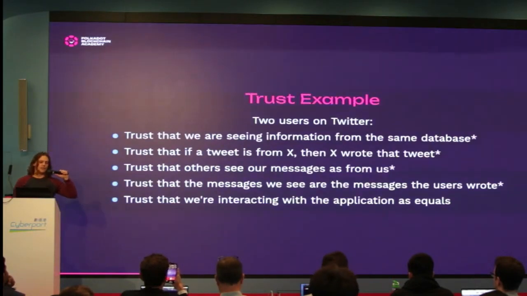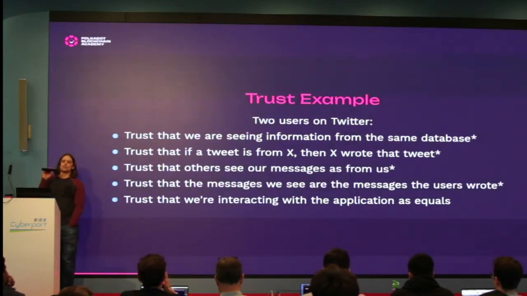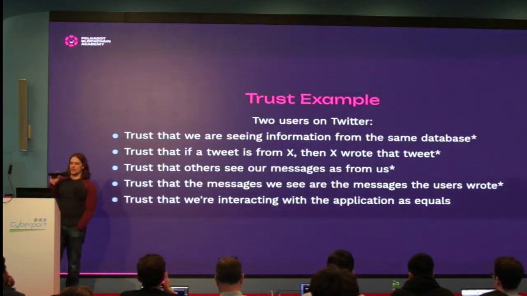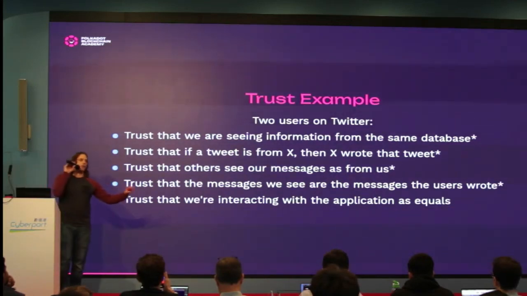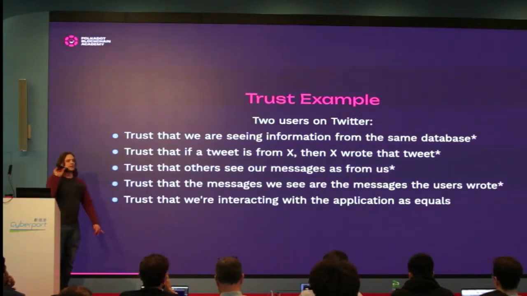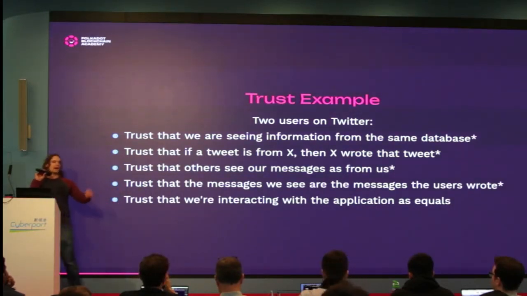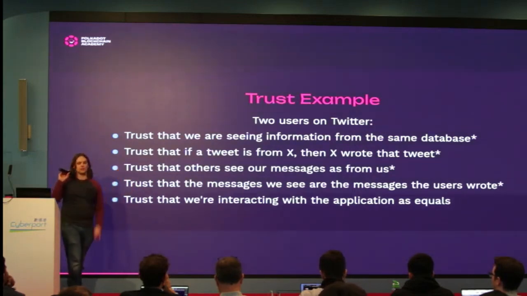All right, so let's do a trust example here. Wow, did I talk through this one too? So we've got 2 users on Twitter, and when you're using Twitter, you tend to trust that we're all seeing information from the same database. What I mean is, when I go to Twitter and load up some particular tweet, and then you go to Twitter and load up that same tweet, what we expect is that we're all seeing the same tweet, not that the server is equivocating or telling different, inconsistent information to different people.